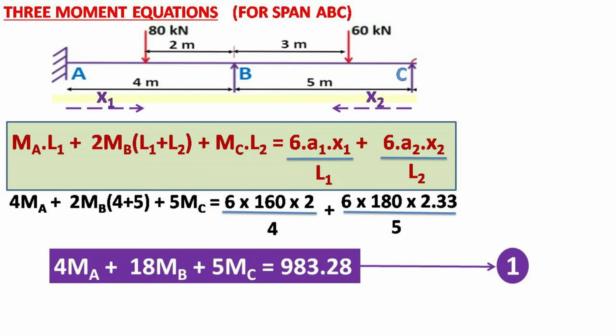Now, the equation becomes 4 times MA plus 2MB times 4 plus 5 plus MC times 5 equals 6 times 160 times 2 divided by 4 plus 6 times 180 times 2.33 divided by 5. That is equal to 4 times MA plus 18 times MB plus 5 times MC equals 983.28, where x1 is the distance of the centroid of the first figure from A and x2 is the distance of the centroid of the second figure from C. This is our equation 1.